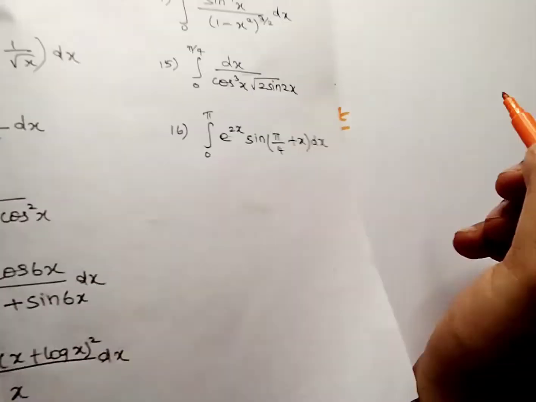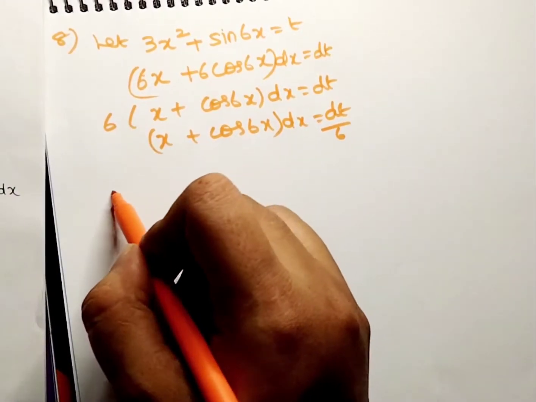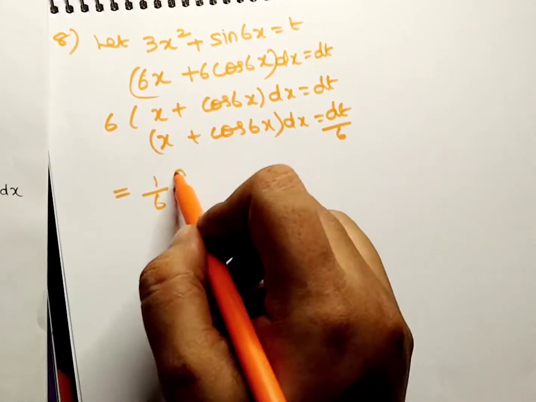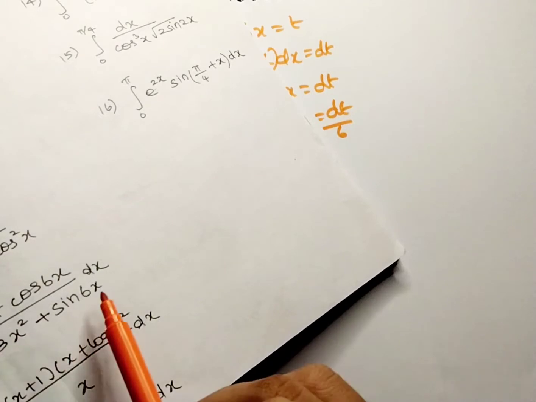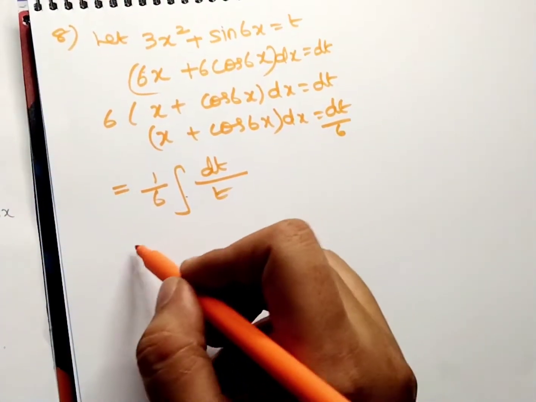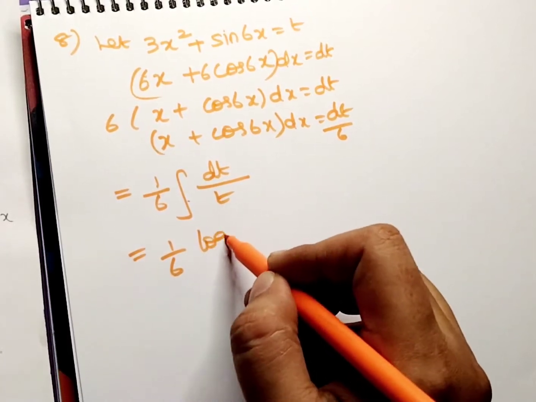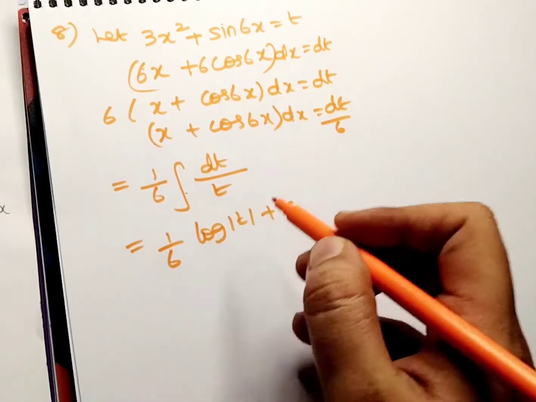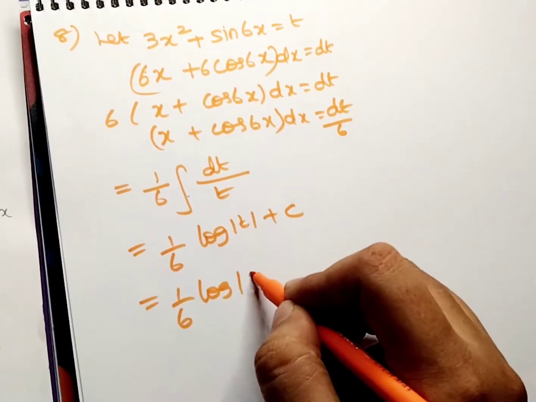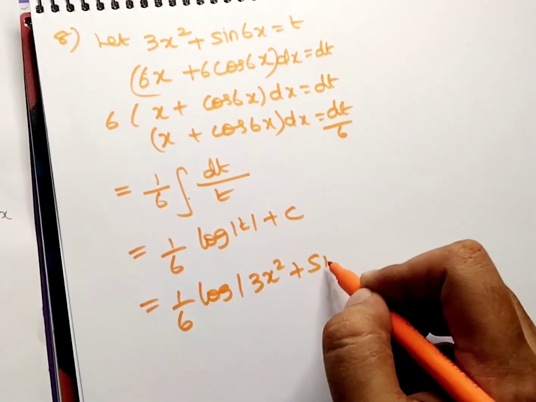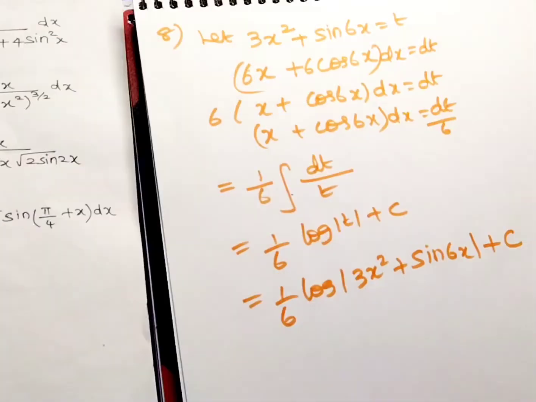So in the numerator, in place of x plus cos 6x dx, we can replace it as dt by 6. So 1 by 6 we can take it out, dt by t, as we have taken the whole denominator as t, we will replace it here. That will be integration of 1 by t dt is log t, and replacing t in terms of x, that is 1 by 6 log of 3x square plus sin 6x plus c is the final answer.